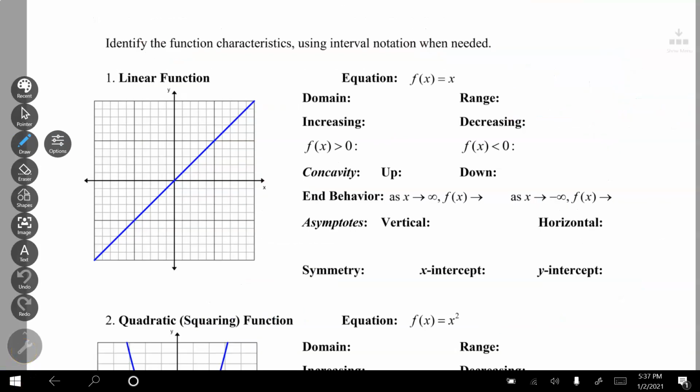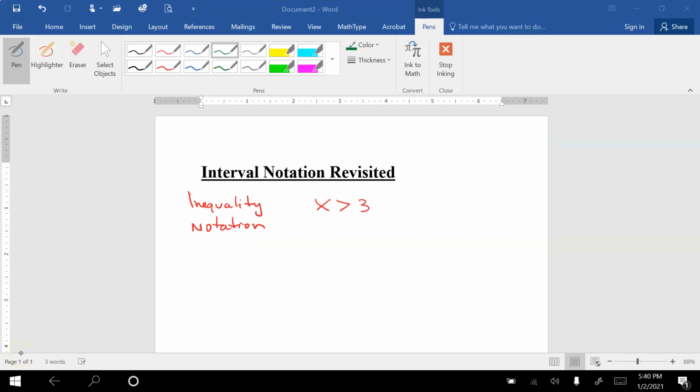Okay, so we're going to look at three basic functions. The first one is a linear function, and we're going to talk about all these characteristics, and use interval notation when it's necessary. If you remember interval notation, all real numbers means they go all the way left to all the way right. Negative infinity to infinity is all real numbers. Sometimes we use this double-lined R for all real numbers. Quick little refresher on interval notation.